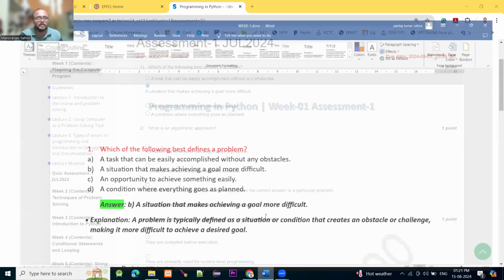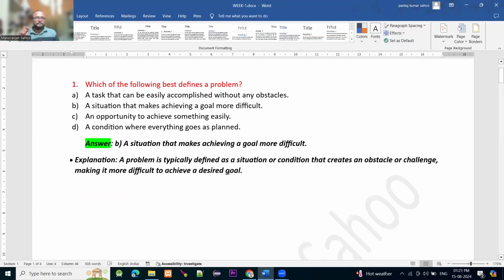Let's verify our answer. A problem is typically defined as a situation or condition that creates obstacles or challenges, making it more difficult to achieve a desired goal. So, a situation that makes achieving a goal more difficult defines a problem. So, option B is the right answer.